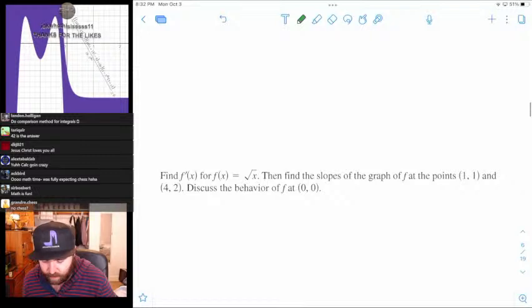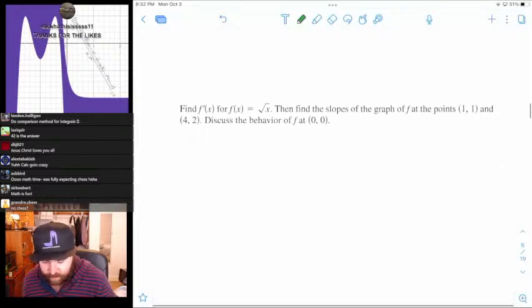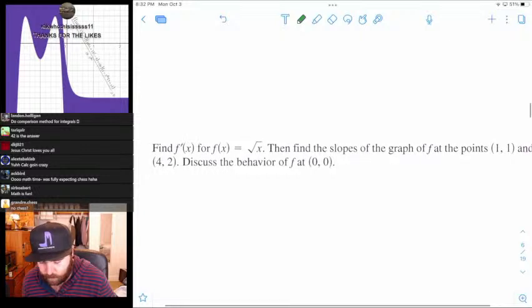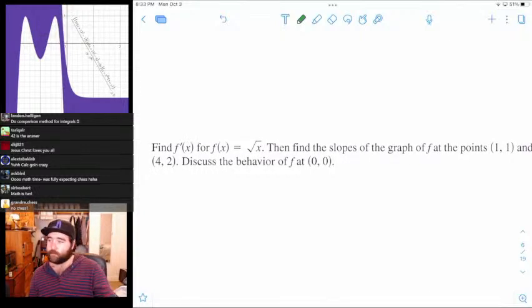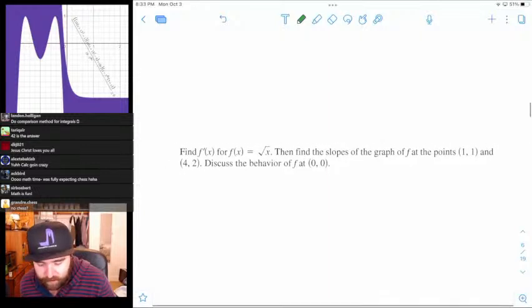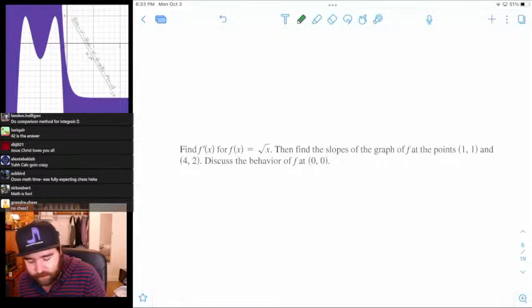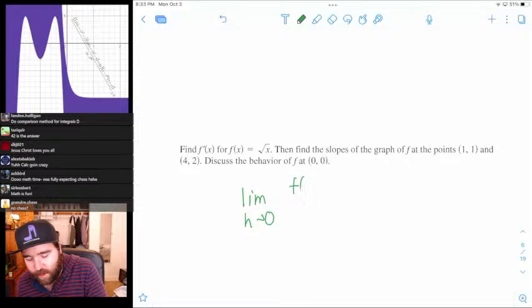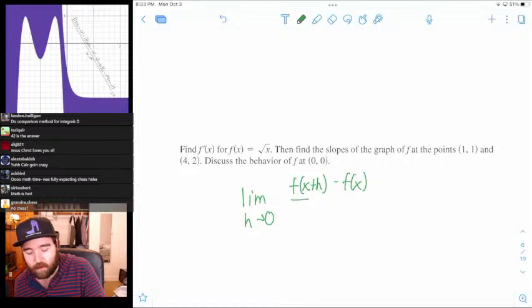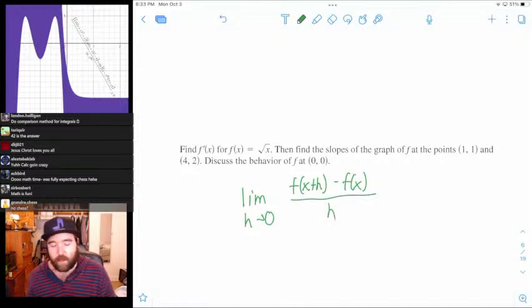Alright, so find the f prime of that, then find the slopes of that. Okay. So what do they want? They want the derivative of f. Okay, well we can do that. F of x is the square root of x. So let's remember, what is the main derivative formula we're going to use? We're going to use the limit as h approaches 0 of f of x plus h minus f of x over h. And so now to do the derivative, we've just got to plug everything into that.